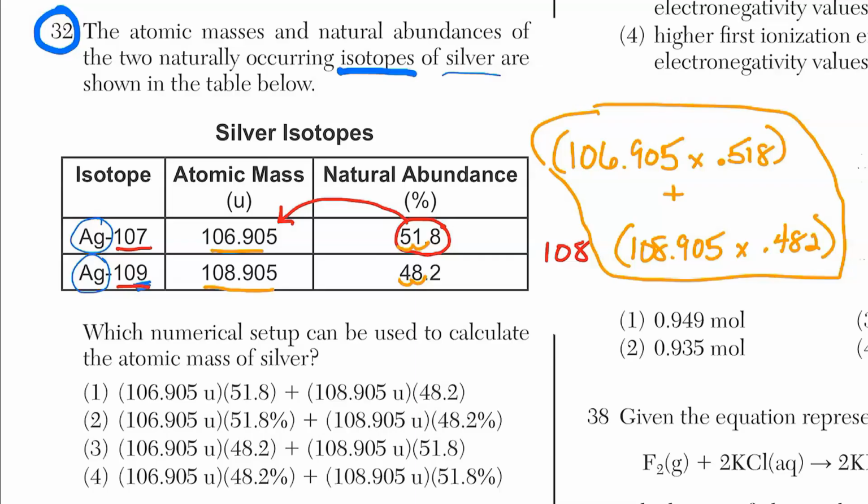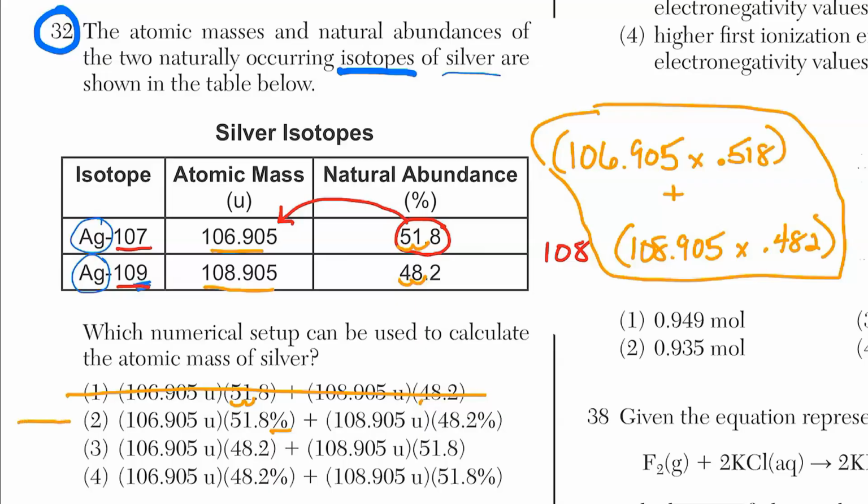So which choice is that? Notice in choice 1, they forgot to move the decimal place over. This is supposed to be 0.51. And choice 2 is the same thing, except they're adding the percentages. Now choice 3, I'm sorry, for number 2, if it's a percentage, that means it's divided by 100. So again, I get rid of 1 because it's got to be 0.51 here and 0.482 here, so I get rid of 1.